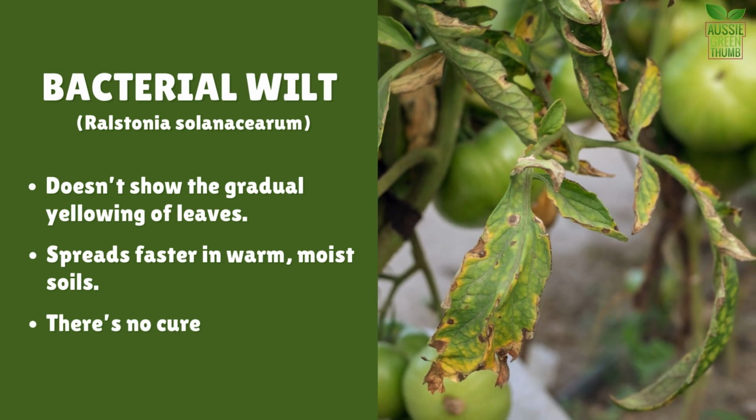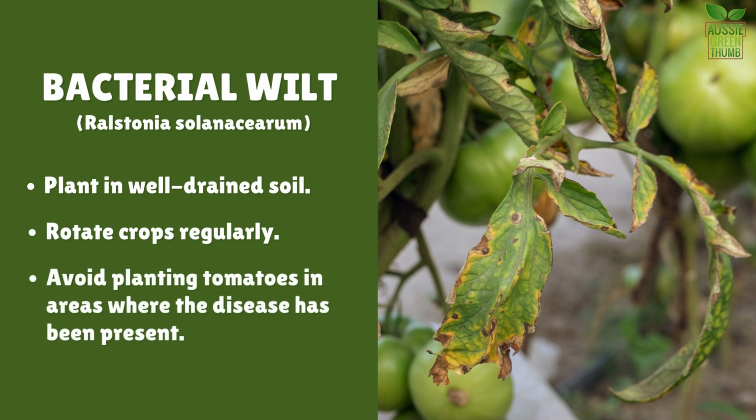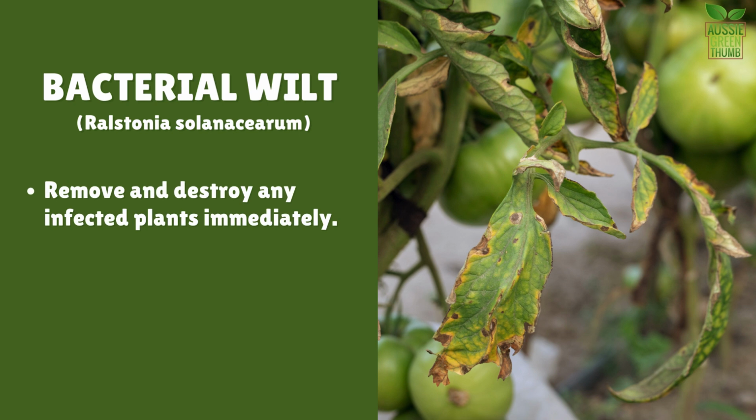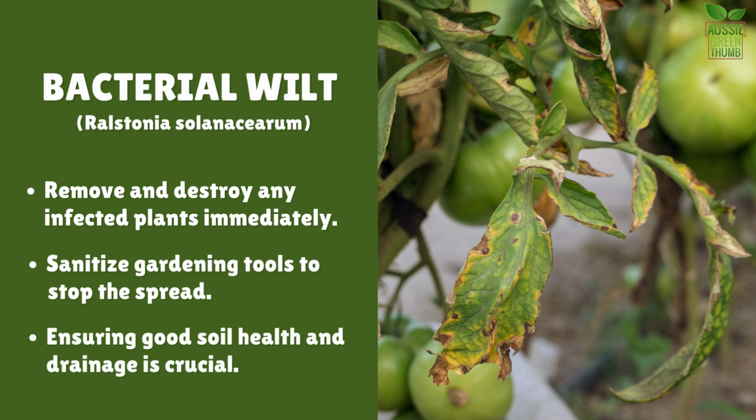To prevent bacterial wilt, plant in well-drained soil, rotate crops regularly, and avoid planting tomatoes in areas where the disease has been present. Remove and destroy any infected plants immediately and sanitize gardening tools to stop the spread. Ensuring good soil health and drainage is crucial to keeping bacterial wilt at bay.